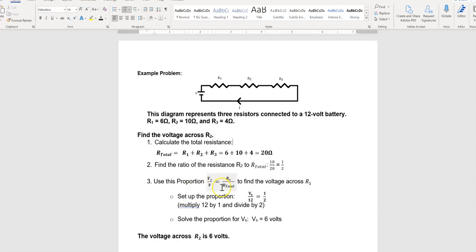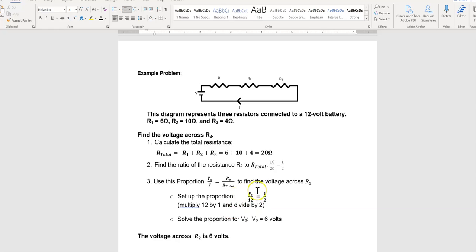But really we want to go back to this relationship to find out what is the voltage across R sub 2. We would do the single voltage to voltage, the R sub 2 in our case, because we're looking for that, to the R sub total. And so the single voltage is what we're looking for. But we know the total voltage is 12 because it's connected to a 12-volt battery. And then we have this 1 over 2. And you could put that in as 10 over 20, which is fine. You'd get the same answer.